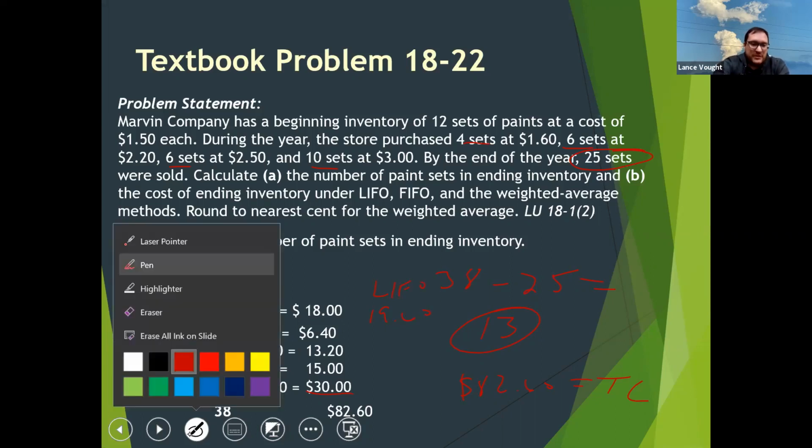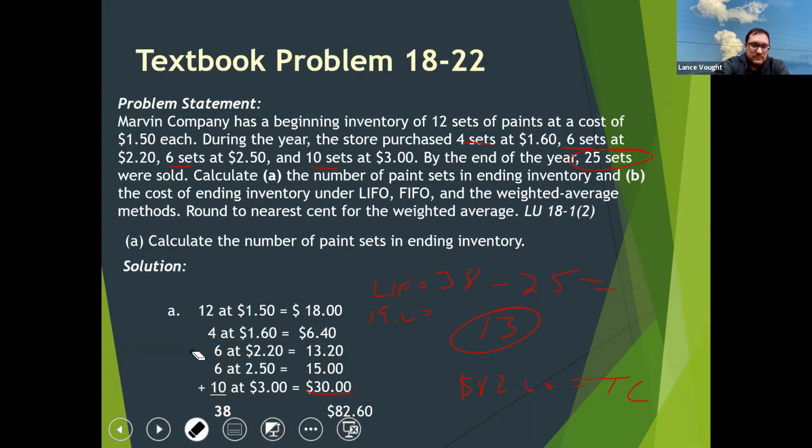If we're using FIFO, then they're going to come from the end of the year, and the ones at the beginning of the year are going to sell first. So minus 12 is 13, minus 4 is 9, minus 6 is 3, minus 3 is 3. So we have 3 times 250, which is 750, plus the 30. So we have 37.50 as our FIFO end of the year balance for the cost of inventory.